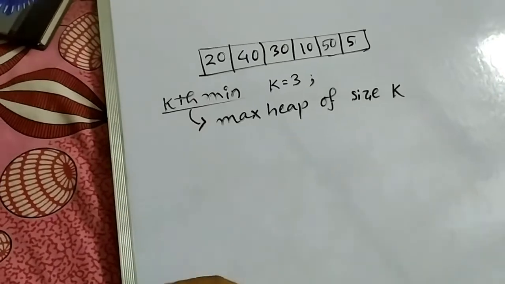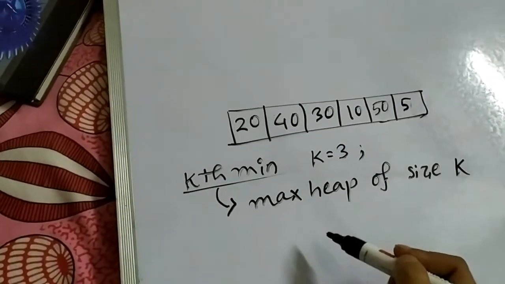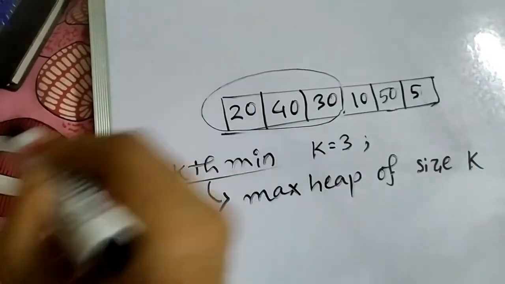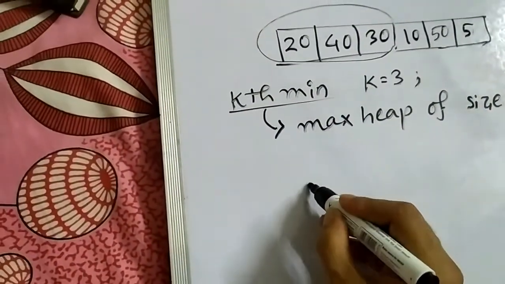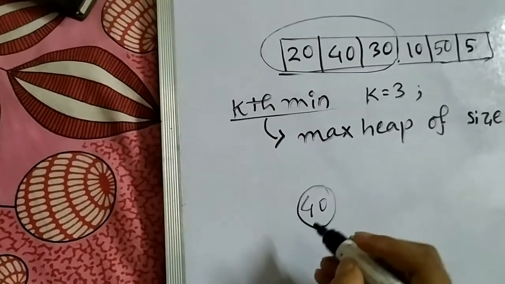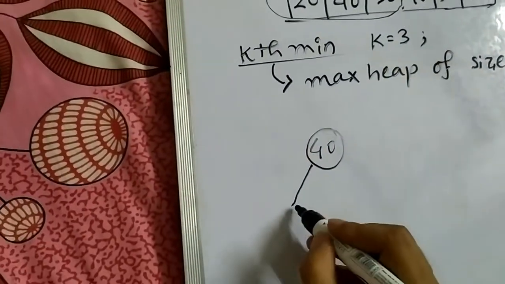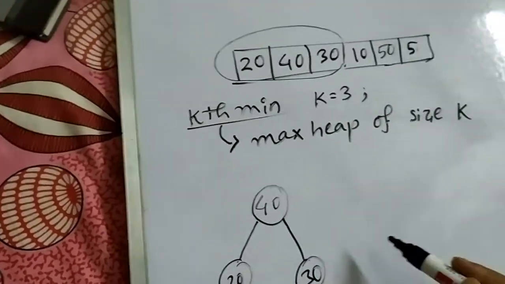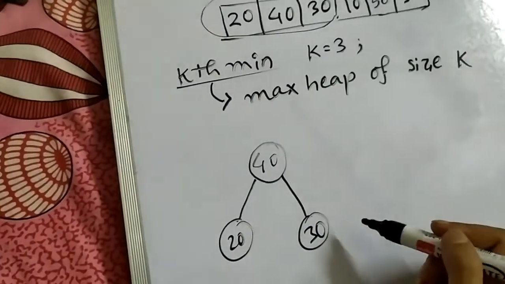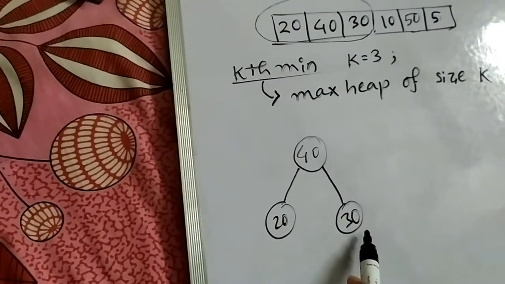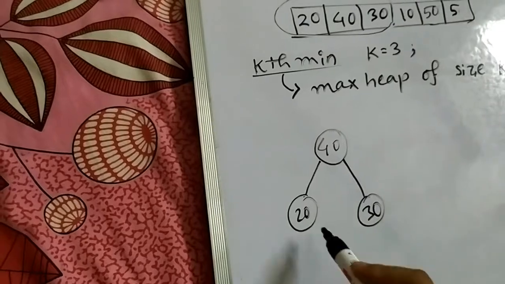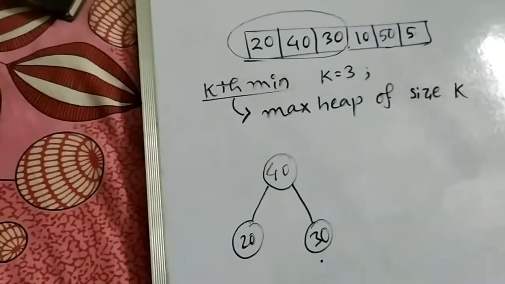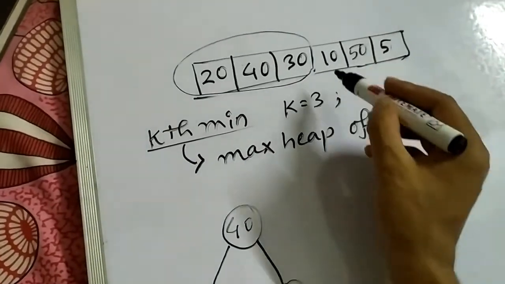First I am creating a max heap of size 3. That is, at first I am considering these three values and creating a max heap like 40, 20 and 30. Now this is a max heap, and here we can see that 20 is the first minimum, 30 is the second minimum and 40 is the third minimum.